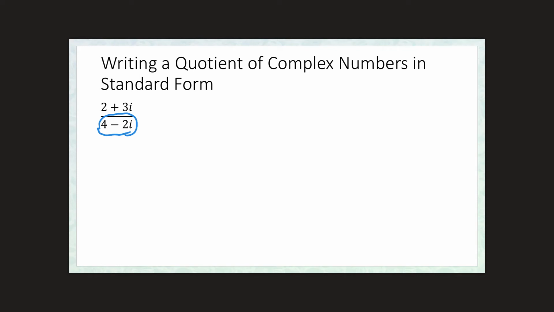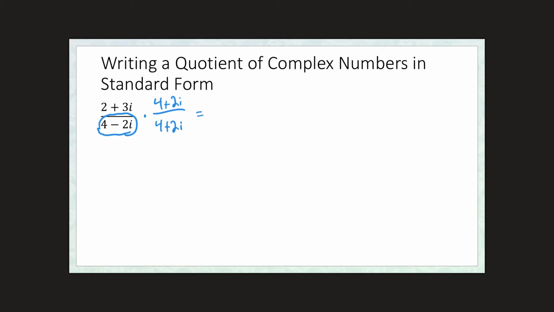number on the bottom. So I'm going to multiply the entire fraction by the complex conjugate of 4 minus 2i, which is 4 plus 2i, over itself. Now, algebraically, this has the same effect as multiplying by 1 because anything over itself is just 1. But it should eliminate the imaginary part in the denominator.